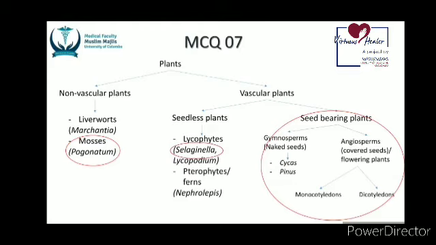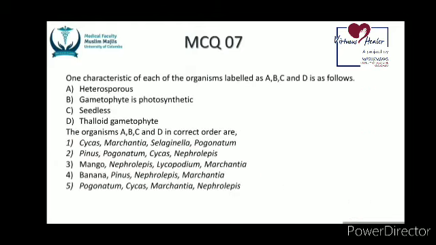Out of the seedless plants, most of them are homosporous. Only a few of the seedless plants are heterosporous. Out of the examples given here, Selaginella will be a heterosporous plant. Among non-vascular plants, again mosses are heterosporous plants. Let's have a look at the 5 statements given here. We will go through the first response given in each of these 5 statements.